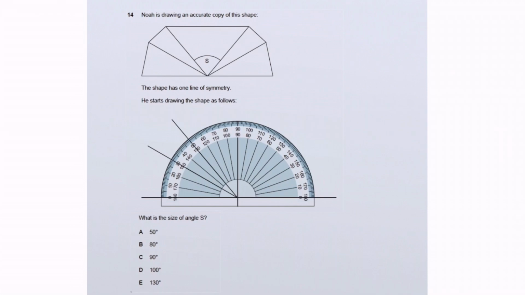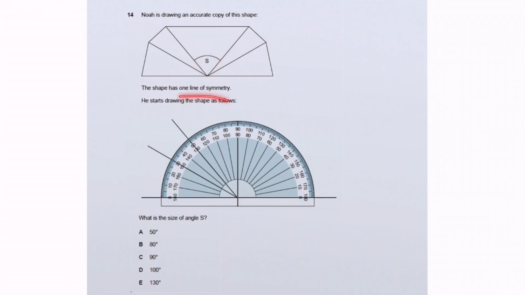So this question is not as commonly seen in the STTC, but can come up and is quite straightforward for students. So what students are required to do is to translate this image, knowing that they have one line of symmetry, onto the protractor here to find the angle. So what students can do is to draw the lines like on this side as well, to find the angle here.